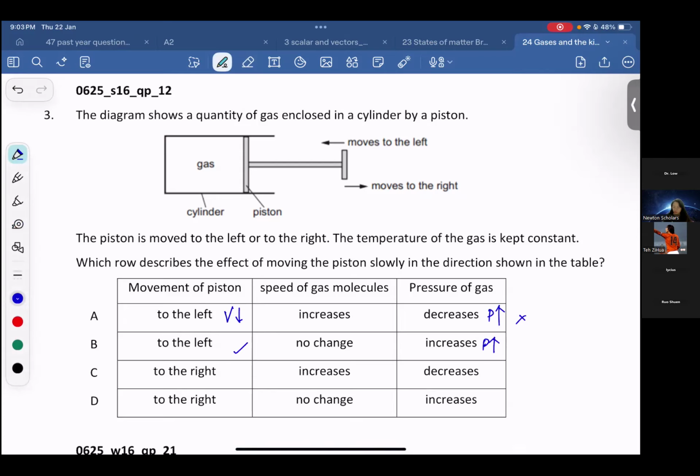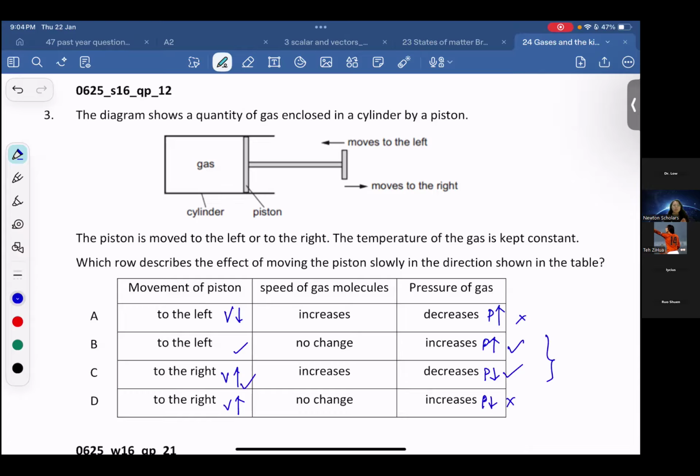Pressure will increase, matching. To the right, volume will be increased. If volume increase, pressure should be decreased. This one matching also. To the right, volume increase, pressure should be decreased. This one not match. So what we need to think is about B and C. These two, B and C, their movement and pressure is correct.